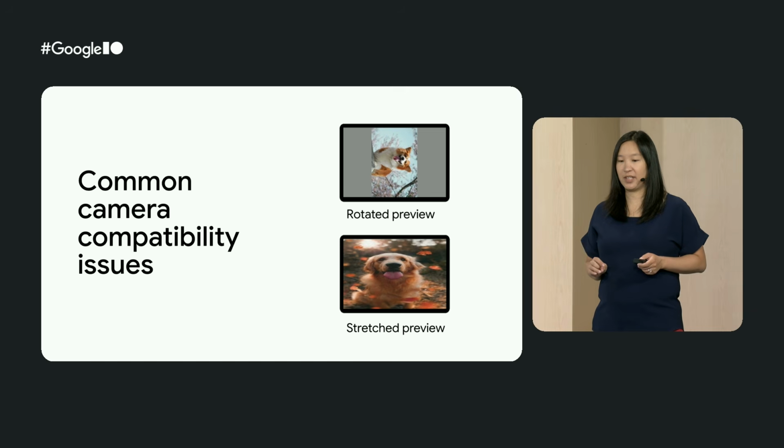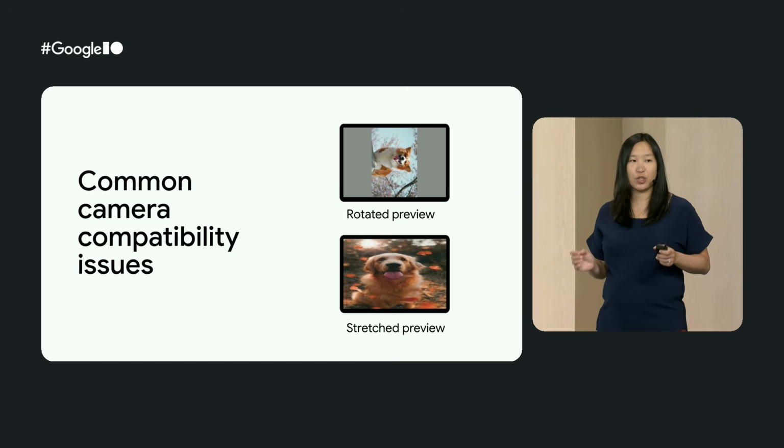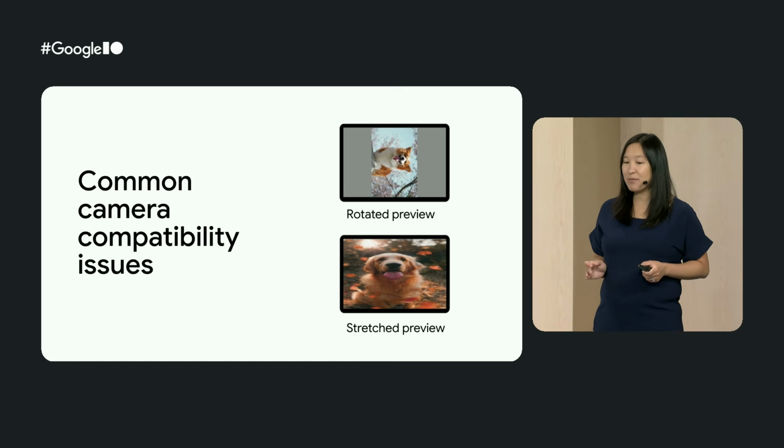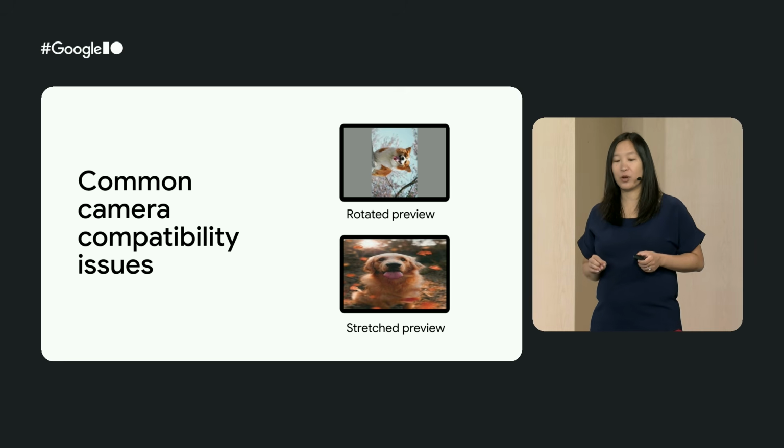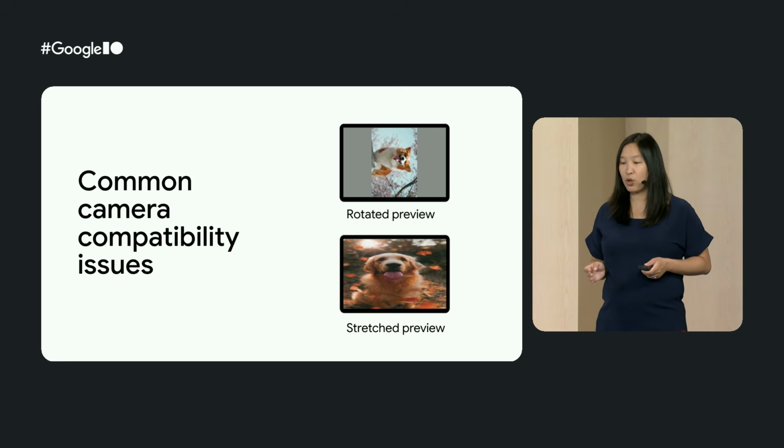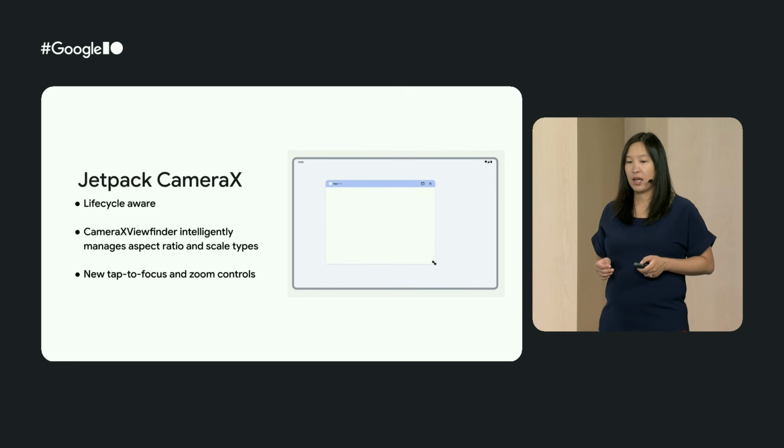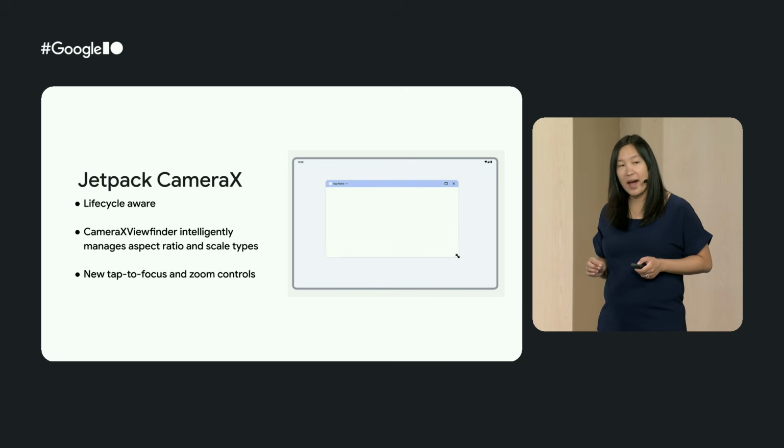So when we look at devices beyond phones, camera previews are one of the biggest sources of compatibility issues. They often appear stretched, cropped, or sideways. And this happens when apps assume a fixed portrait-only preview. It simply doesn't hold true all the time. The recommended solution is Jetpack CameraX.